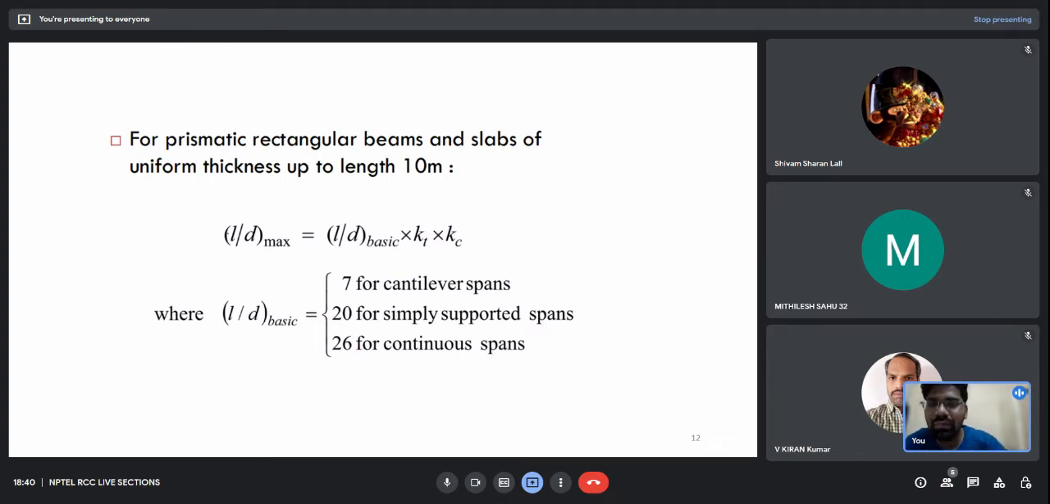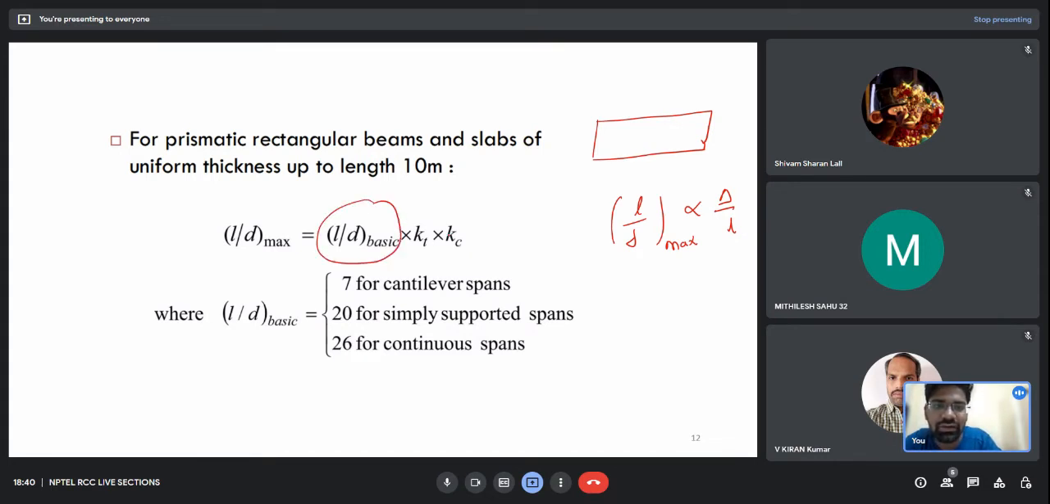So now L by D for a prismatic beam. What is a prismatic beam? A prismatic beam is nothing but a beam of uniform length or cross section. So for prismatic rectangular beams and slabs of thickness up to length, L by D max is nothing but delta by L, it is proportional to that. So it should have L by D basic into KT into KC.